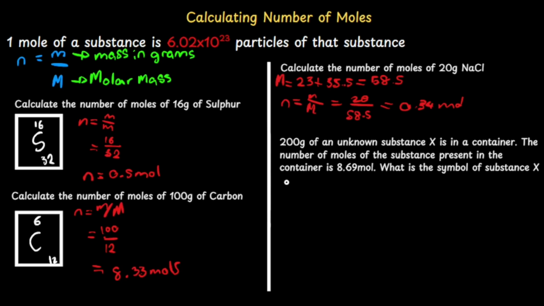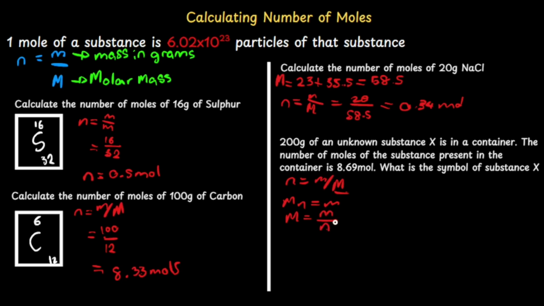Using the formula for number of moles, we get number of moles is equal to mass over molar mass. We need to find molar mass, so we are going to rearrange this formula. Let's multiply both sides by molar mass. We'll get molar mass times number of moles is equal to mass in grams. And let's isolate molar mass. To isolate molar mass, we'll divide both sides by number of moles. We're going to get rid of the number of moles on this side. So we would get molar mass is equal to mass over number of moles.